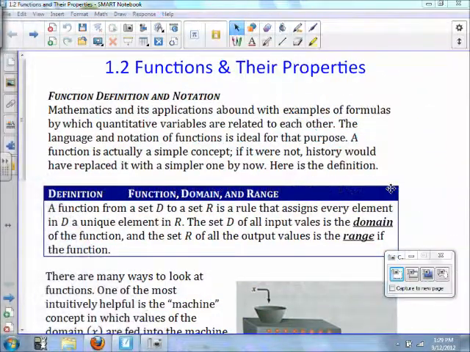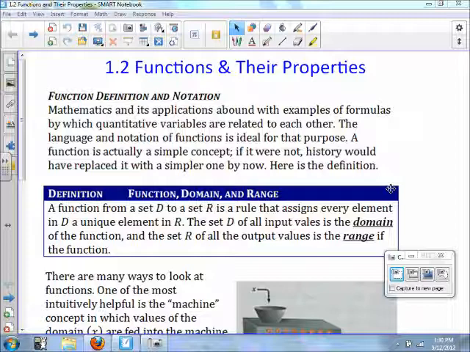We're going to talk about functions and their properties, section 1.2. Mathematics and its applications abound with examples of formulas by which quantitative variables are related to each other. The language and notation of functions is ideal for that purpose. A function is actually a simple concept. If it weren't, history would have replaced it with a simpler one by now.